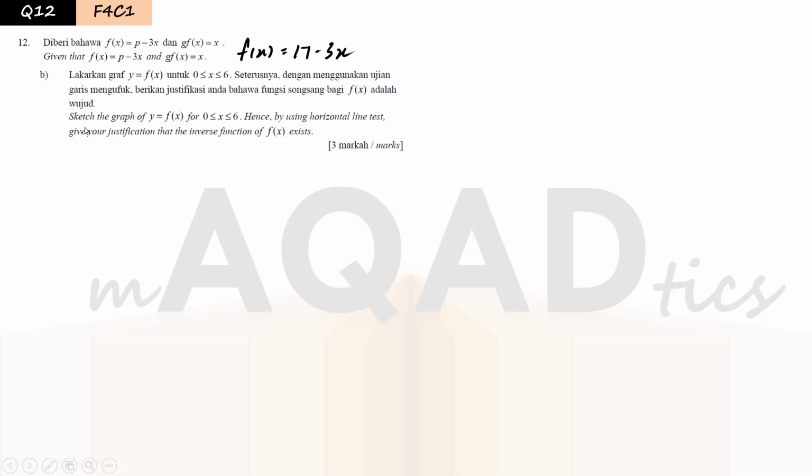For the next part, it says that we need to sketch the graph of f of x from 0 until 6, and then use the horizontal line test to justify whether the inverse function of f of x exists. This one we have already done in part A actually. We have already proven that there is an inverse function of f. But now we need to use another way to prove it, which is using the horizontal line test. But how do we do that?